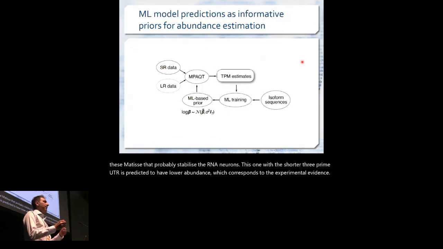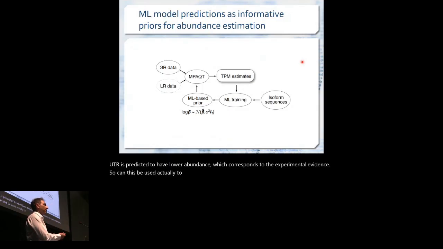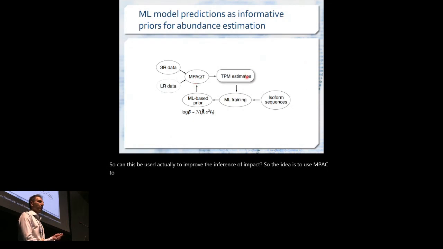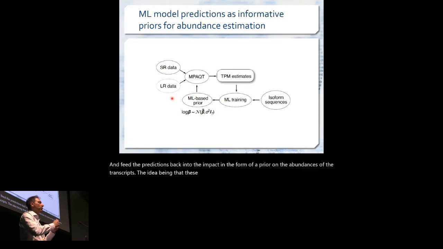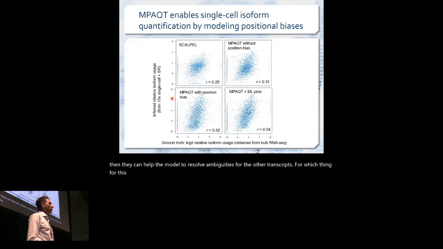So can this be used actually to improve the inferences of MPACT? The idea is to use MPACT to estimate TPMs of mRNAs, train a machine learning model on this, on our sample, and feed the predictions back into the MPACT in the form of a prior on the abundances of the transcripts. The idea being that these algorithms learn these rules about what determines mRNA stability from the transcripts that have good abundance estimates, and then they can help the model to resolve ambiguities for the other transcripts for which this information is not quite available.